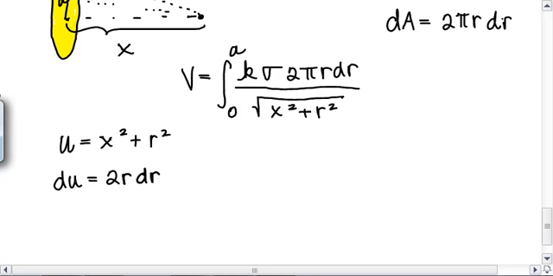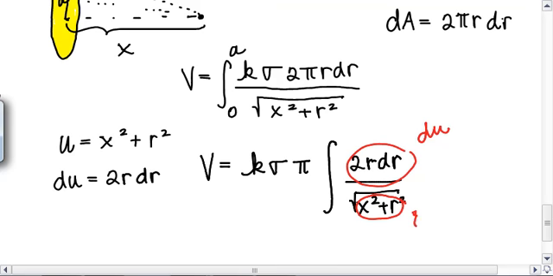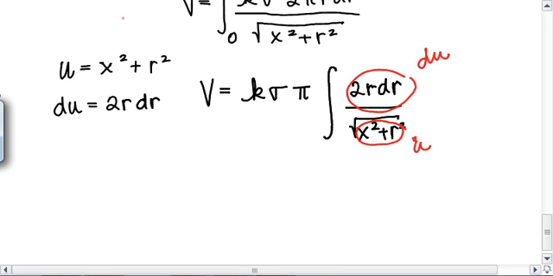Does that work? All right, so let's simplify our electric potential looking thing. I need a 2r dr, so that's kind of convenient. We can pull the k out, we can pull sigma out, we can pull pi out, and that'll leave me with the integral of 2r dr over the square root of x squared plus r squared. And this looks like du, and this looks like under here u. So now let's do a du over the square root of u business.